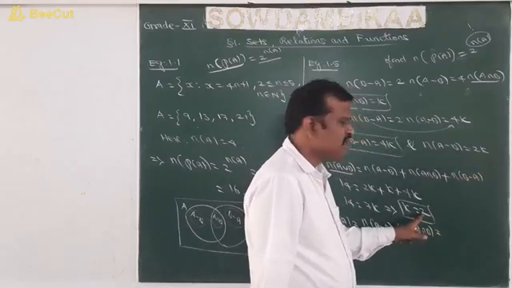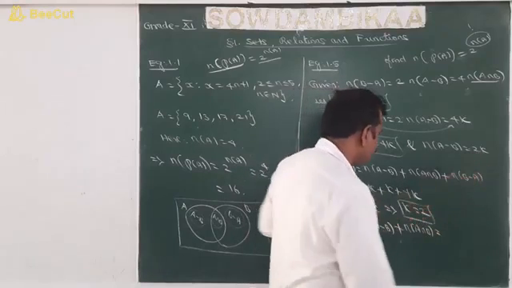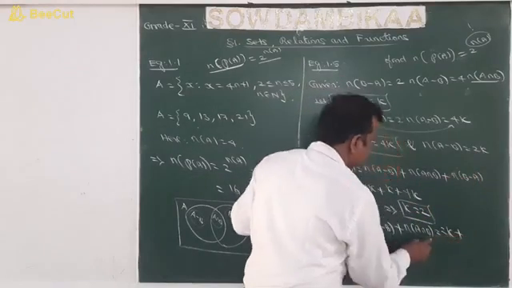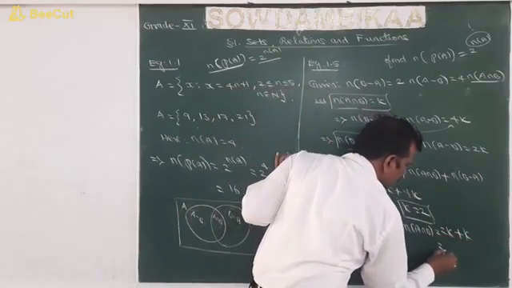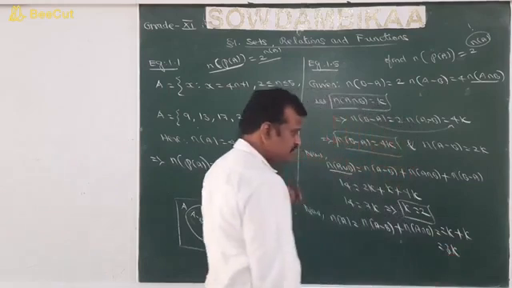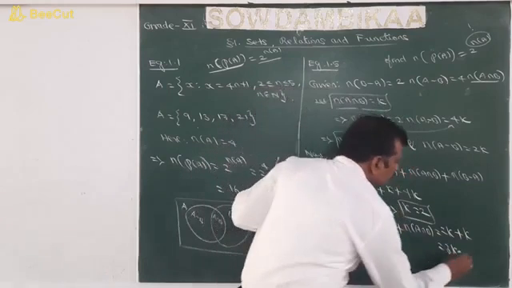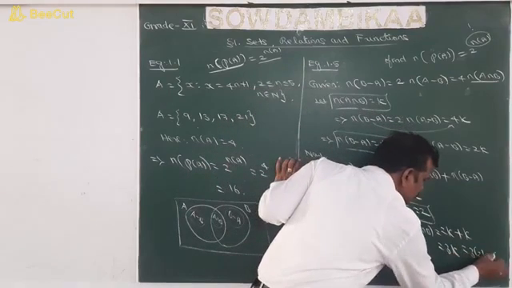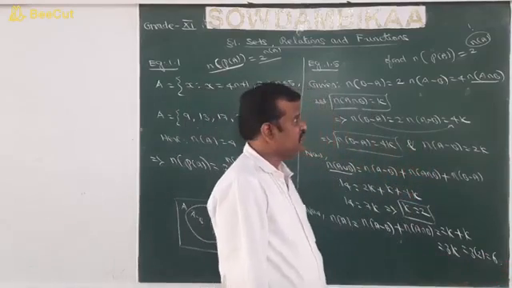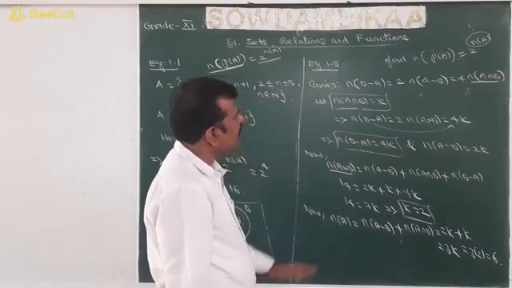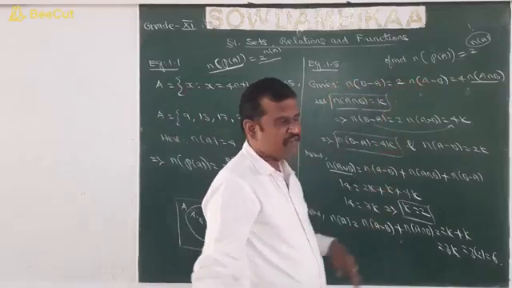What is k? K is equal to 2. So therefore we can have 2k plus A intersection B, and A intersection B is k. So we will have 3k. So k is nothing but 2. So therefore 3 into 2 is equal to 6. Therefore n of A is equal to 6. So what we have to find? We have to find n of P of A.